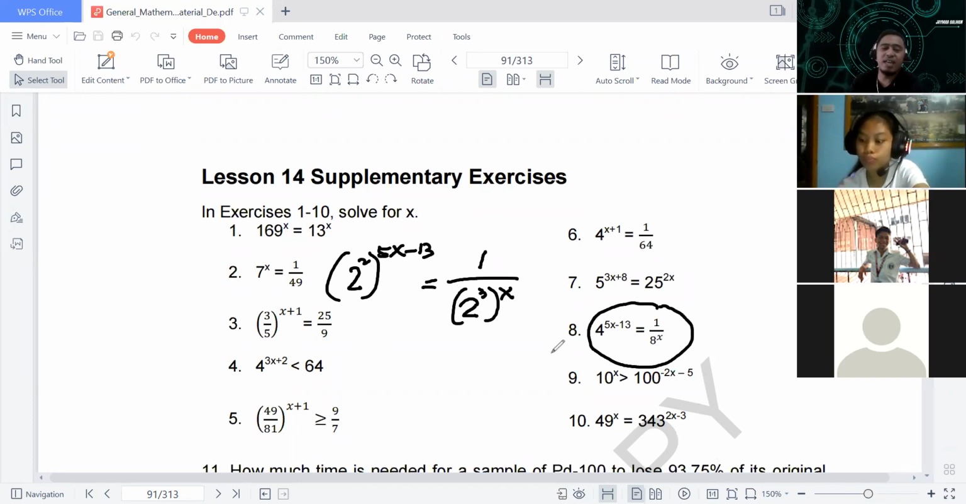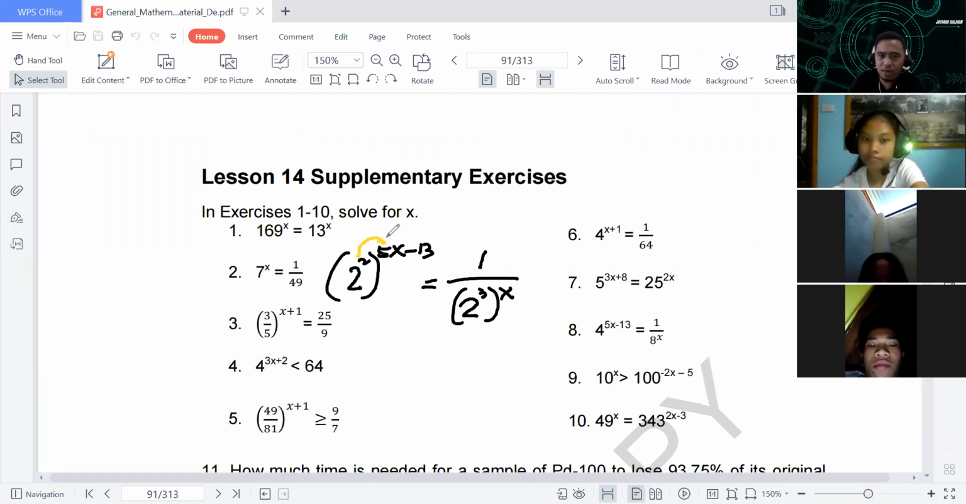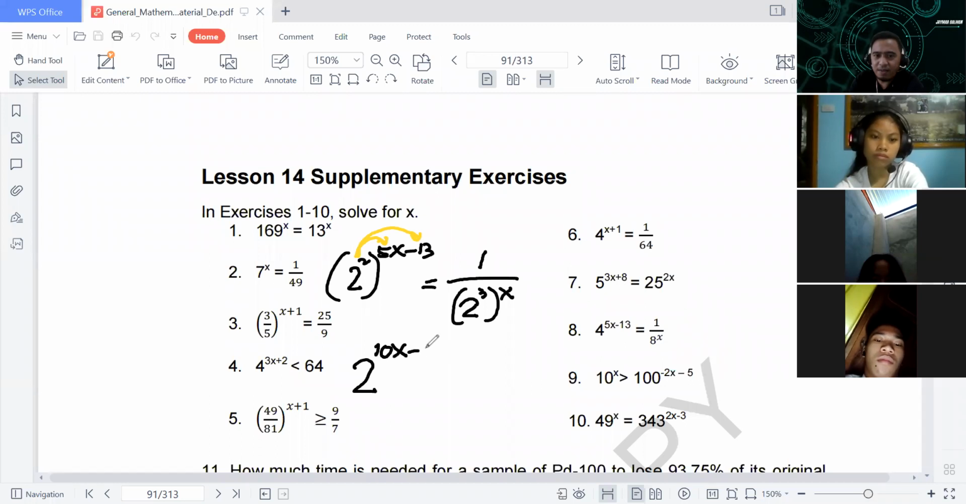Okay. Yes, sir. We will break this down step by step, not all at once, so it won't be confusing. After that, you can distribute the 2 in each term. So it means this 2 can be distributed here and here. Right? So now it will be 2 raised to the power of, can you tell me what will be the result? 10x minus 26. Very good.